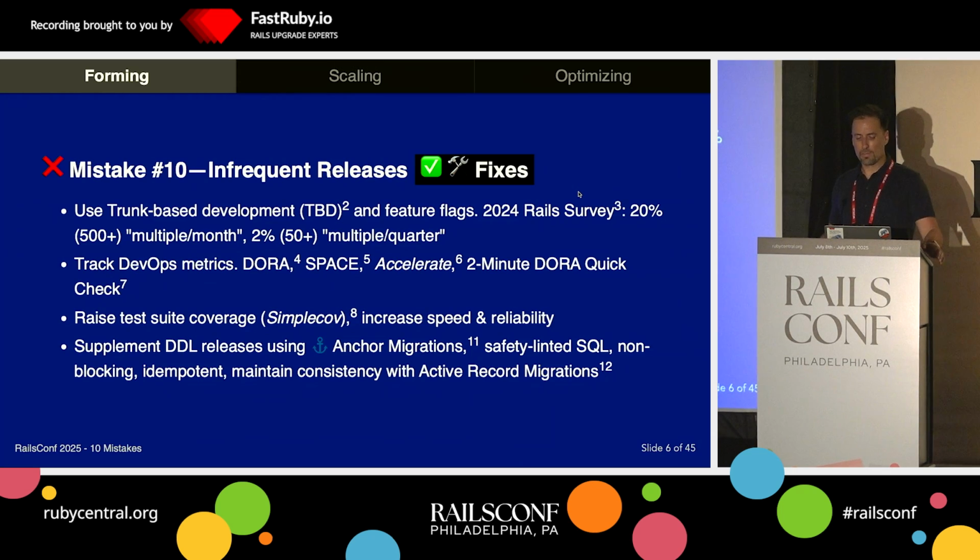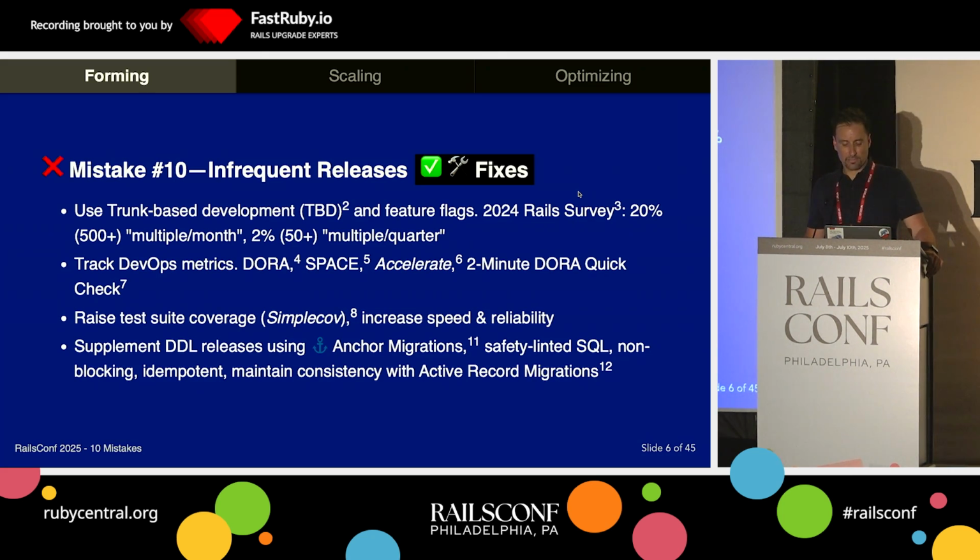To fix that, I recommend trying to move towards trunk-based development if you're not already doing that, using feature flags to help decouple your releases from your feature availability. There are teams out there using Rails that aren't doing trunk-based development. In last year's Rails survey, 20% of the respondents released multiple times per month, and 2% released multiple times per quarter. That's pretty infrequent, and it's going to reduce that team's agility.